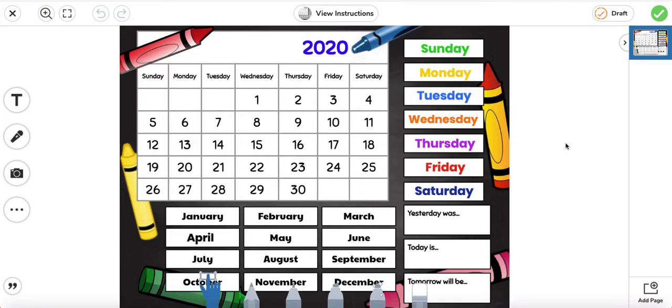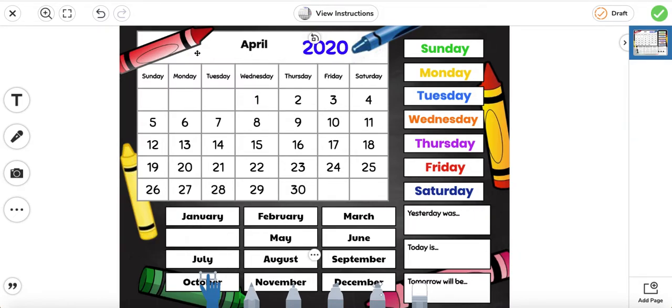We're going to go ahead and begin with our calendar. Let's look at our months of the year. Go ahead and say them. January, February, March, April, May, June, July, August, September, October, November, December. Can you tell me what month we are? April.